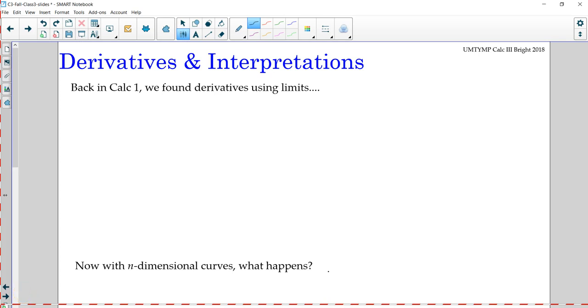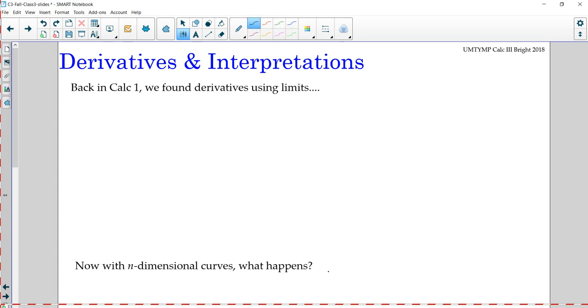Alright, and now we are going to continue talking about parameterizations, and just think about how the idea of limits and derivatives work with parameterizations. Alright, so let's go back to Calc 1 and just briefly remind ourselves of how derivatives worked there.